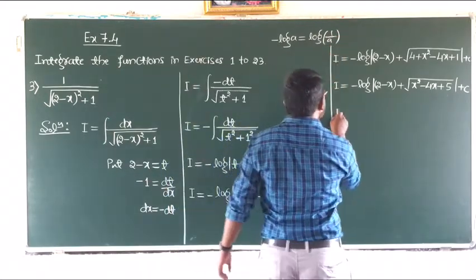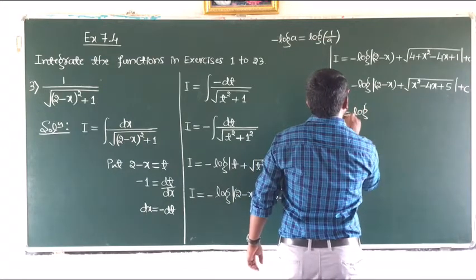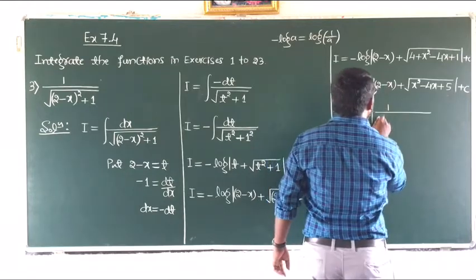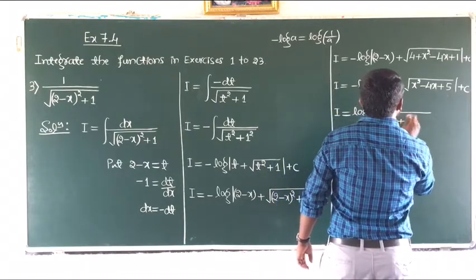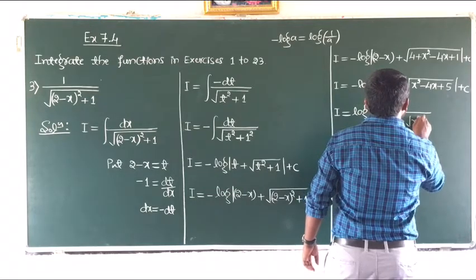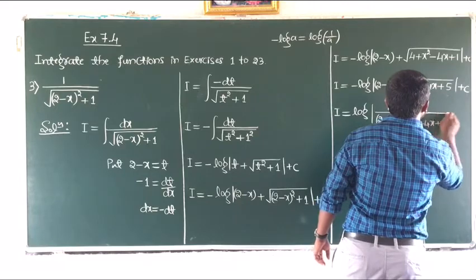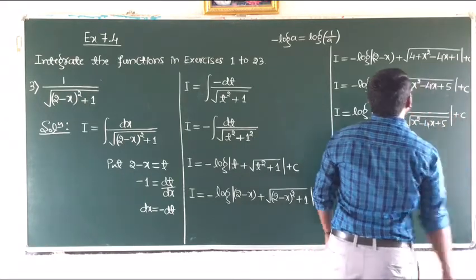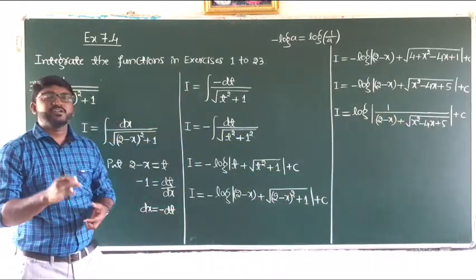So I is equal to log mod 1 divided by 2 minus x plus square root of x square minus 4x plus 5 mod, plus c. So this is your NCERT answer. This is all about the third problem.